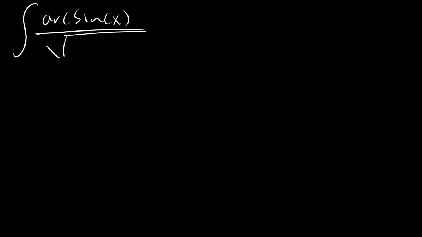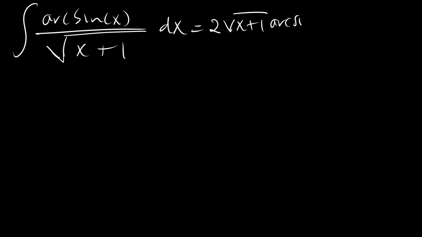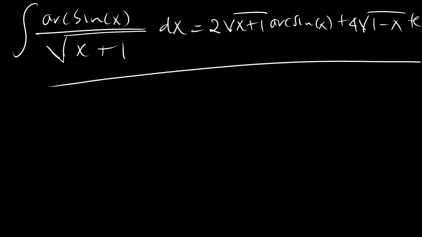In other words, when we integrate arc sine of x over square root of x plus 1, that is 2 square root of x plus 1 arc sine of x plus 4 square root of 1 minus x plus c. And that is the answer.